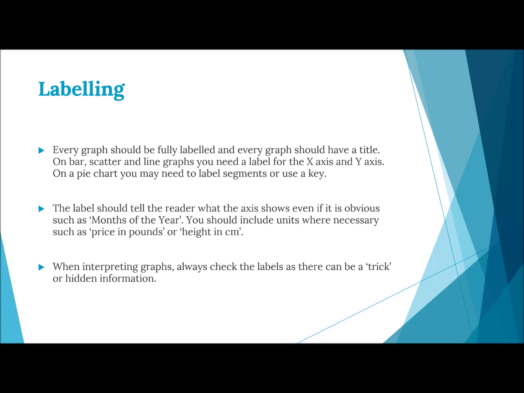On a pie chart, you need to label either your segments or to label your key. The label itself should tell the reader what that axis shows, even if it's completely obvious. So if it says January, February, March, April, you still need to put the label that says months of the year. If there's any units involved, then try and include those where necessary. So instead of just saying price, say price in pounds, or height in centimetres rather than just height. Because otherwise somebody won't know what you've measured in.